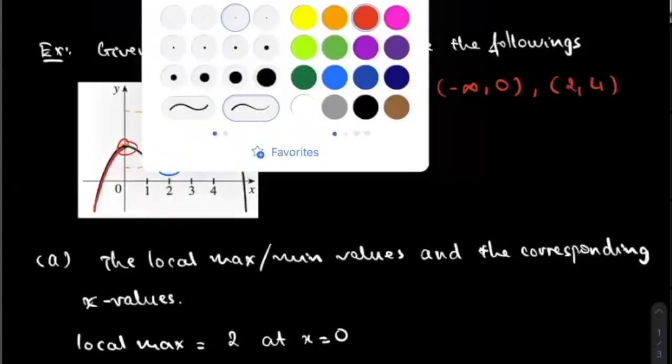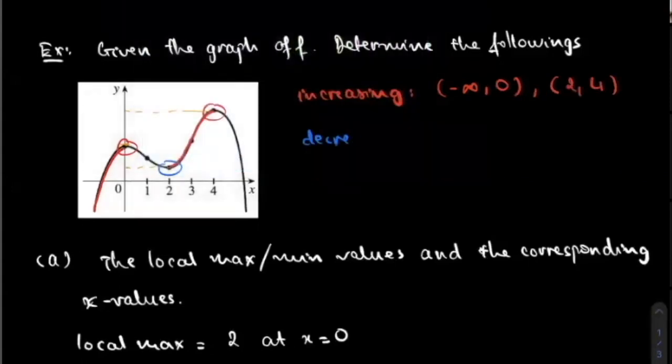For the decreasing part, this part of the curve is decreasing, so it's from 0 to 2. And you have another part of the curve that is decreasing, and that one is from 4 to positive infinity. So you have two intervals on which the function is increasing and two intervals on which the function is decreasing.